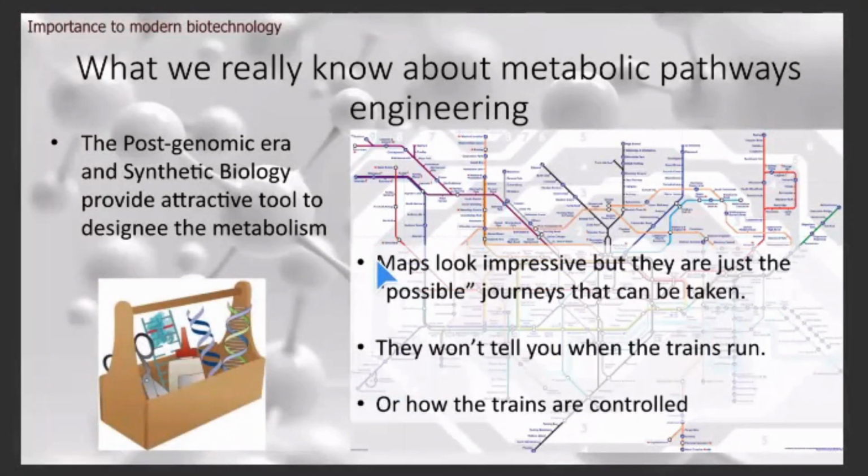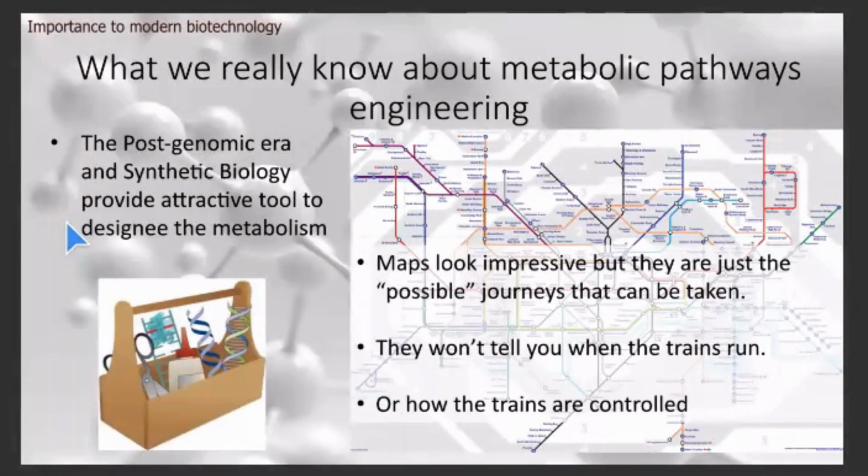That is, maps look impressive, but they're just your possible journeys you could take on an underground. It won't, for example, tell you when you have to arrive to get your train, and it certainly won't tell you how the trains are controlled. And in this area where we have an awful lot of seemingly very powerful post-genomic data, and we have synthetic biology, which makes it very easy now to make manipulations to biochemical pathways, it can be a very attractive tool to use those technologies and use metabolomics in order to try and design the metabolism in ways that we want.